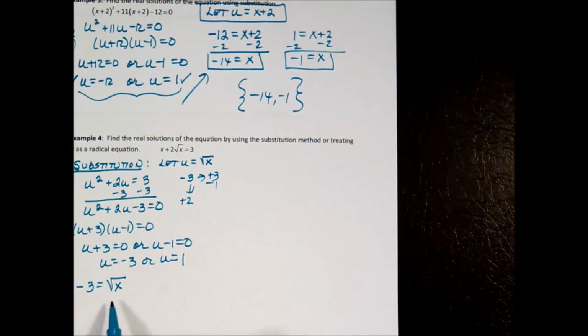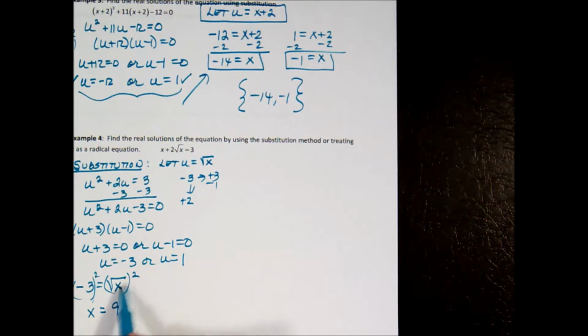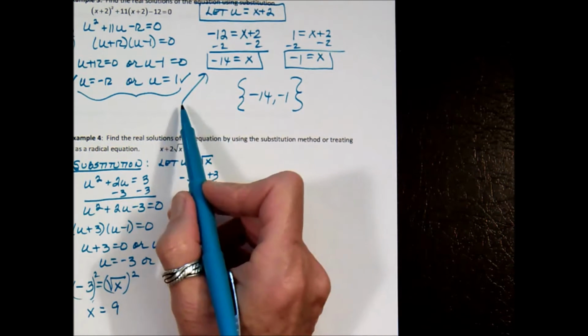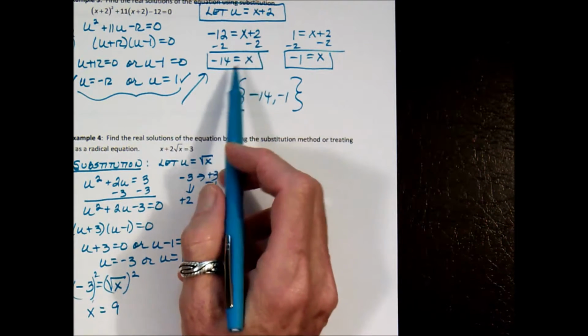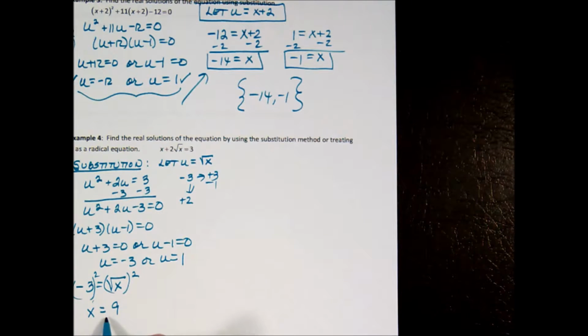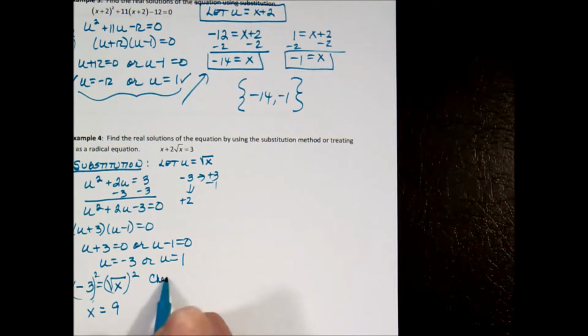How do I solve that? I square both sides. And I get x equals 9. Now we're going to have to check that. We're going to check it because I had to square here. I didn't have to check the one up here because when I substituted back, I didn't do any squaring. Whenever I do any squaring, I've got to check it. So let's check that 9 and then we'll use the 1.